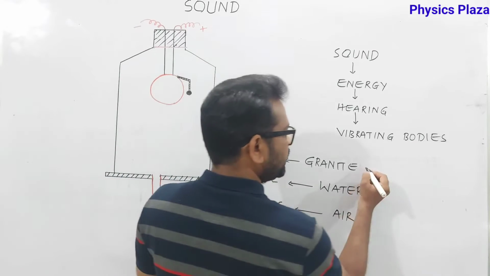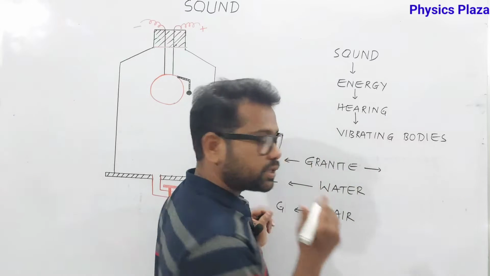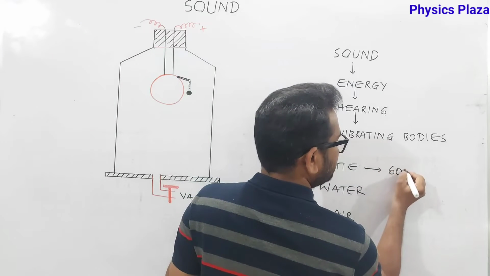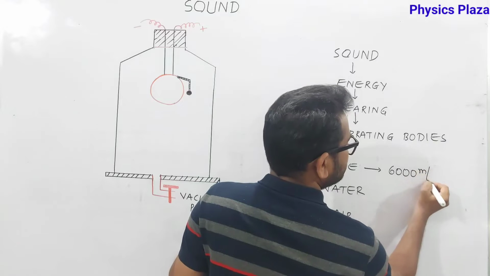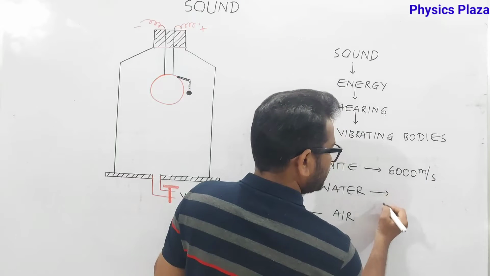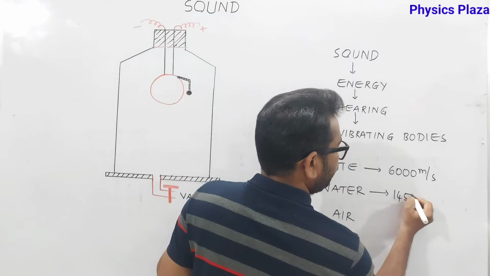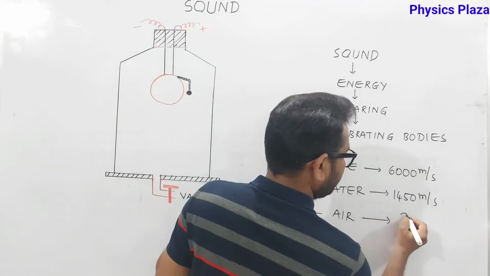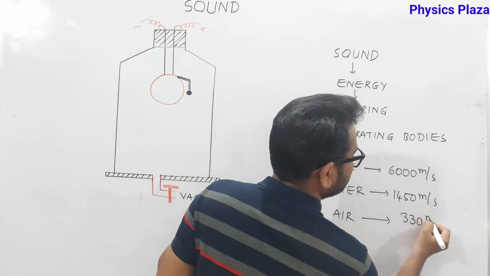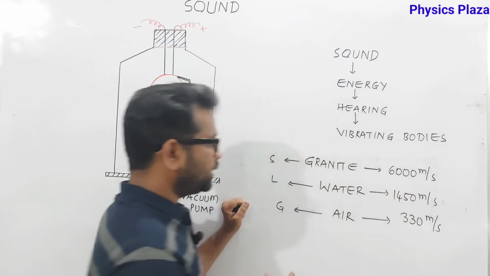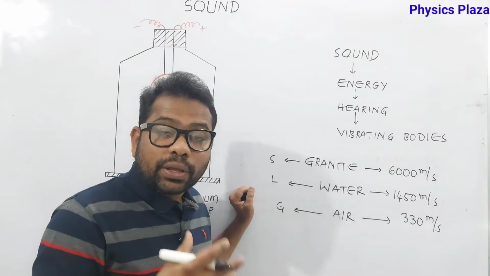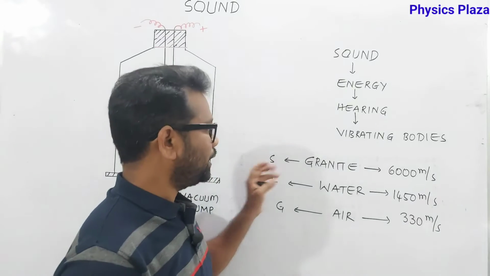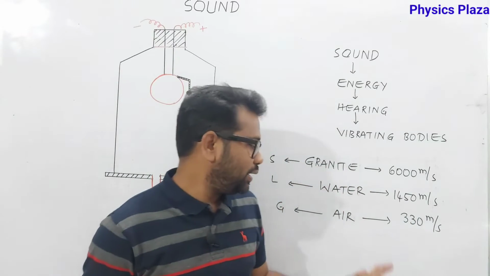Now, children, through granite, the speed of sound has been proved experimentally to be 6000 meters per second, whereas through water it is approximately 1450 meters per second, and through air it is 330 meters per second. So it is very clear that sound can travel faster in solids and slower in air.